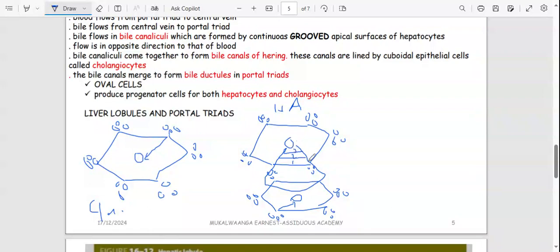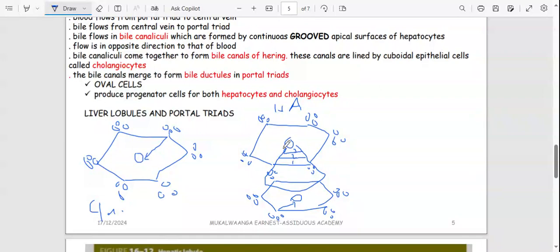Since blood is moving from the portal tract to the central vein, the cells of the liver in the first zone are going to receive the most nutrients and the most oxygen. Then the cells in the second zone are going to receive a moderate amount of oxygen and nutrients.